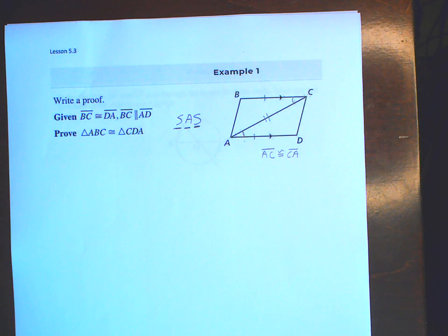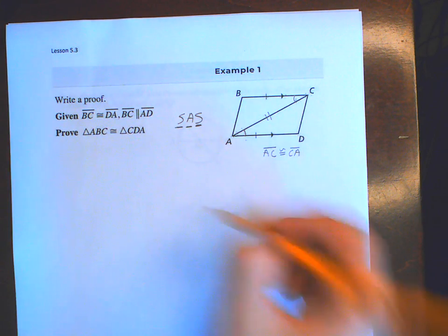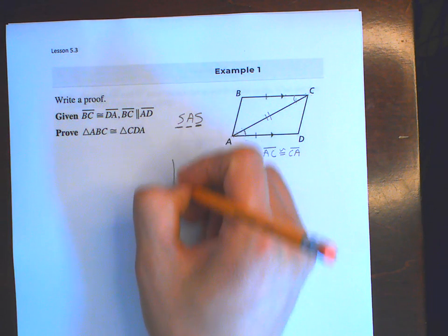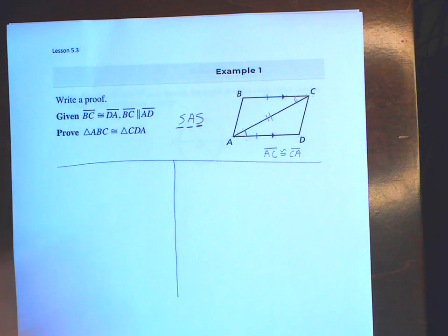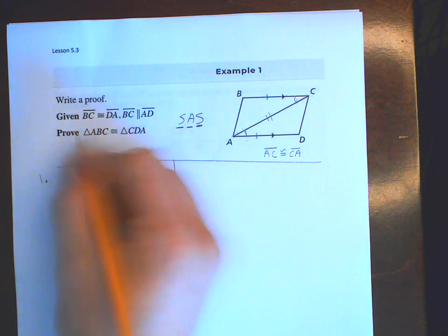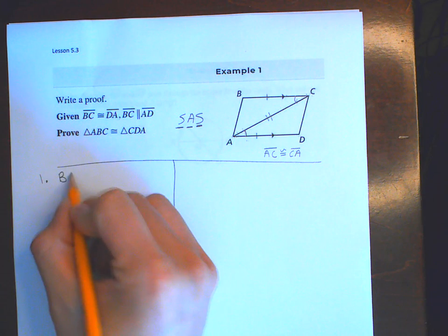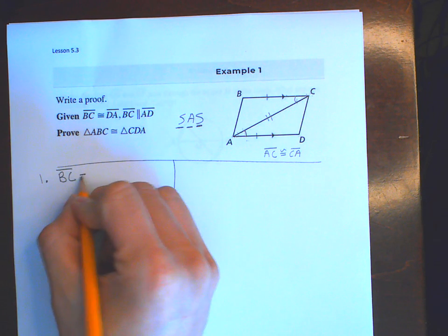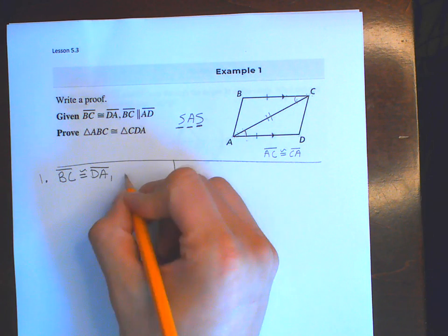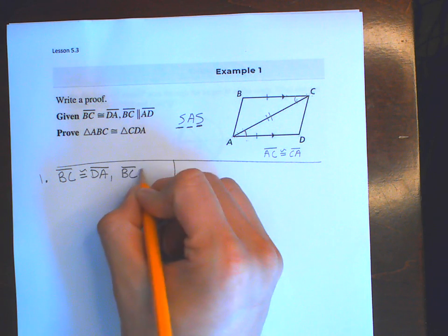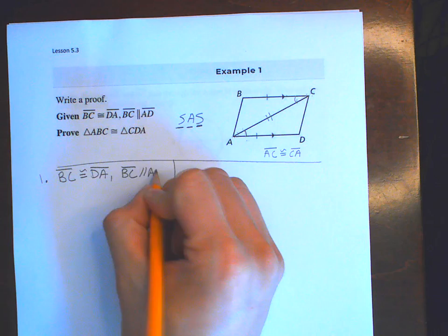So now I have a plan. Okay, I have a plan. I haven't even started the proof yet. We're going to do that right now. Okay, so go ahead and set up your two columns. The first thing that I have here is my given. They tell me here that BC is congruent to DA and that BC is parallel to AD.